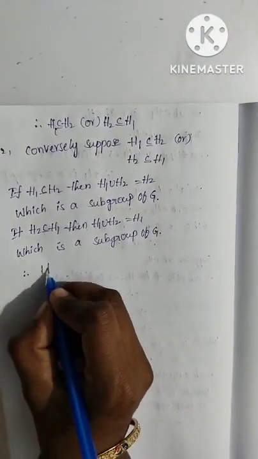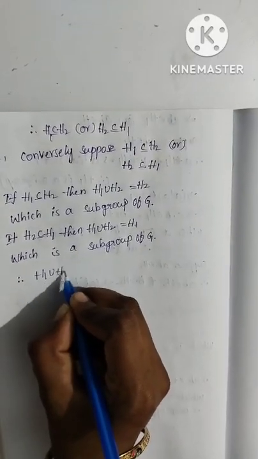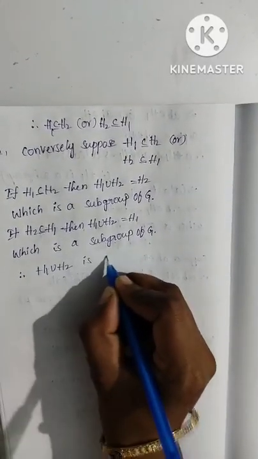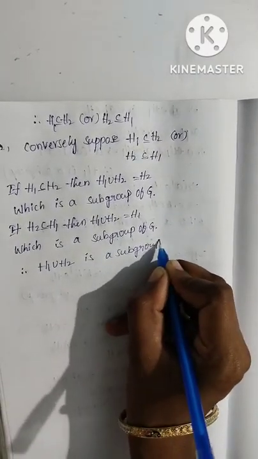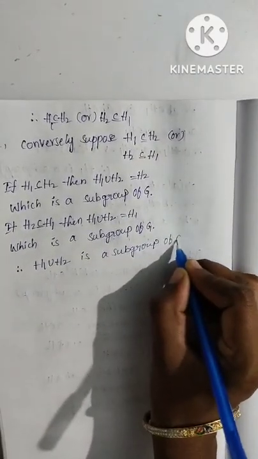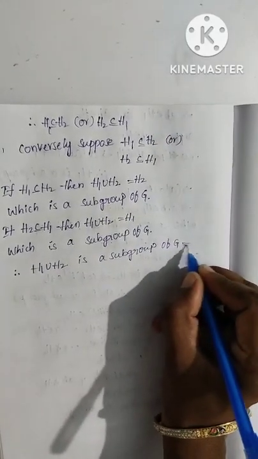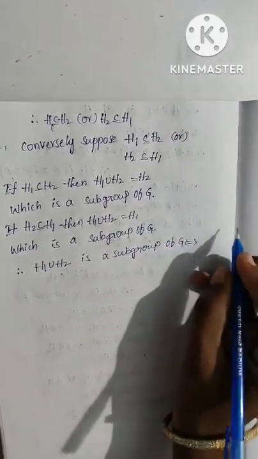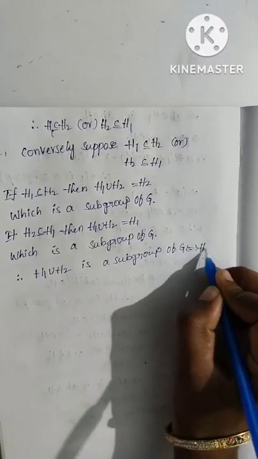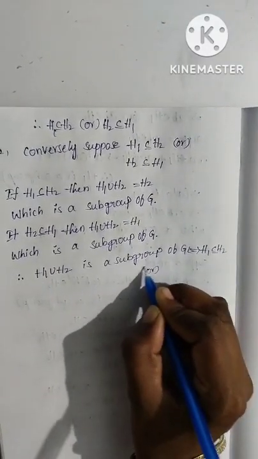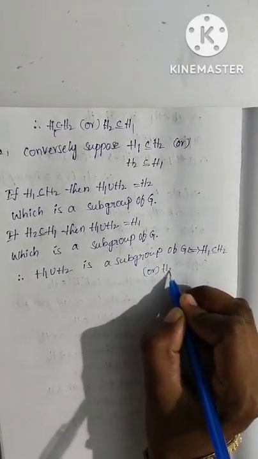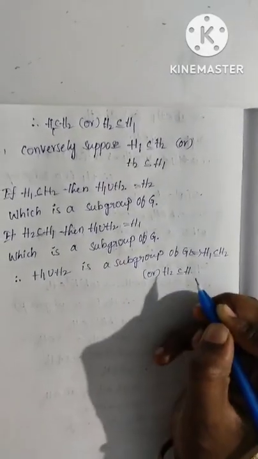Hence, H1 union H2 is a subgroup of G if and only if H1 is a subset of H2 or H2 is a subset of H1, hence proved.